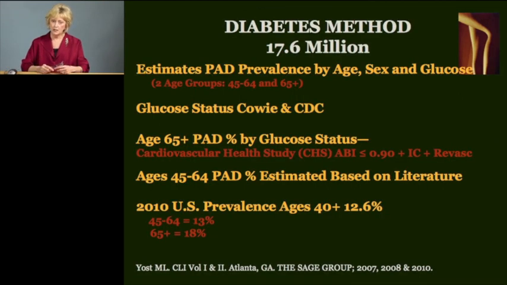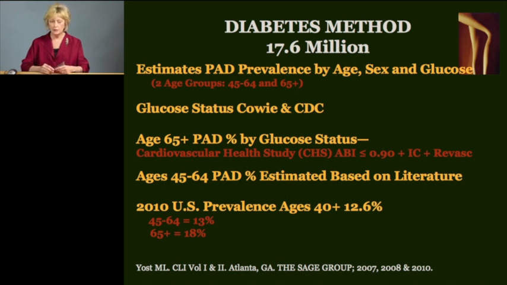Now, another way to estimate PAD numbers is the diabetes method. That's something that we developed. According to this method, there's about 17.6 million people in the U.S. today with PAD. Now, this method is a real-time population-based method which estimates PAD for two age groups, 45 to 64 and 65 and older, and estimates it by sex and glucose status.